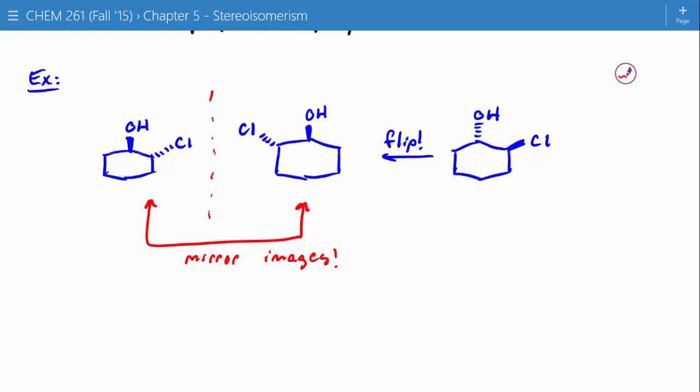Does that mean that these are enantiomers or diastereomers? Enantiomers. Enantiomers are always going to be mirror images of one another. Diastereomers are not mirror images of one another. So that's one easy way to tell. I'll show you guys the trick, though.